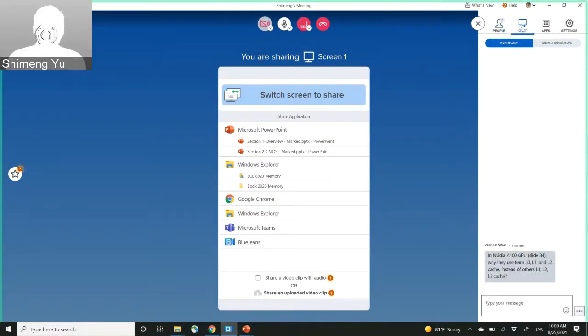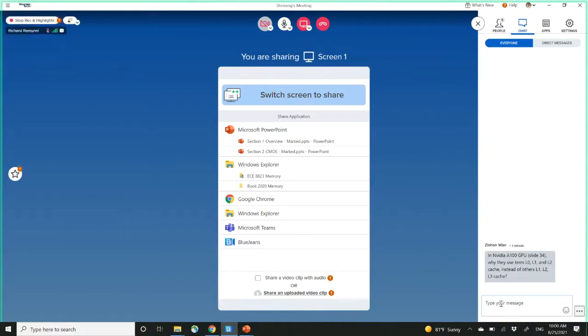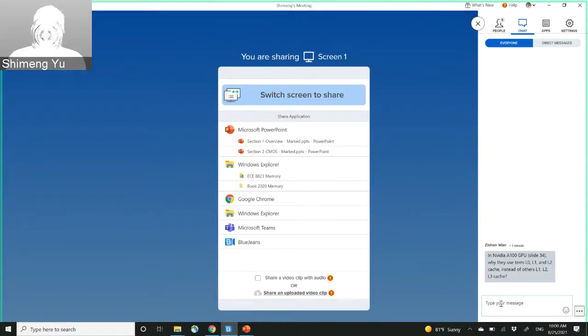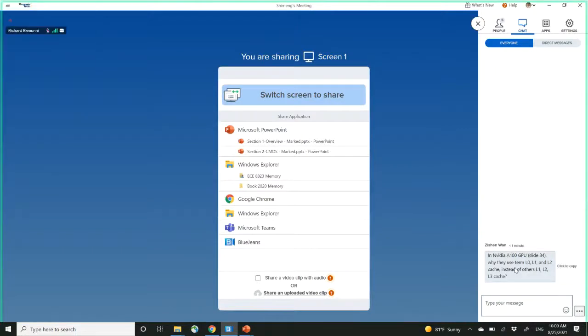Okay, I see one question. For the NVIDIA A100 GPU, why do they use the terms L0, L1, L2 instead of L1, L2, L3 cache? Okay, so it's just a different way to indicate those 3 levels. I think this is just used by NVIDIA for their GPU. So there's no specific reason. But basically it represents the levels in the hierarchy. So you can think of those as equivalent to the CPU design.